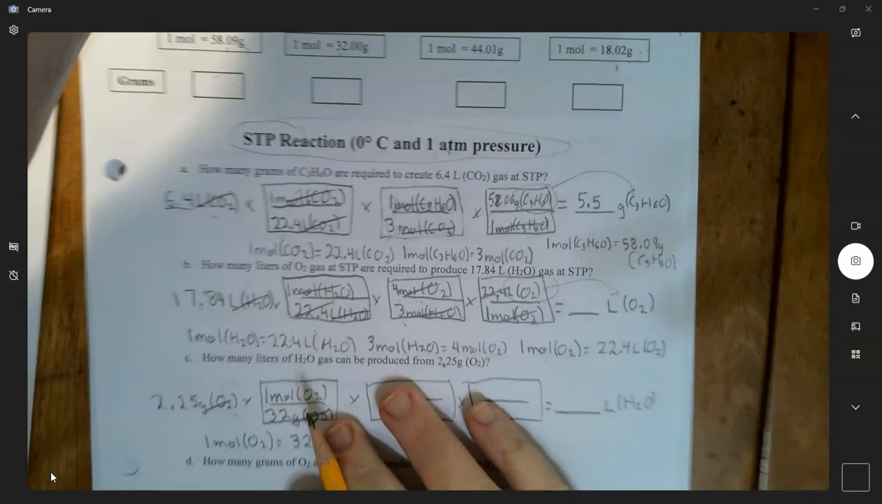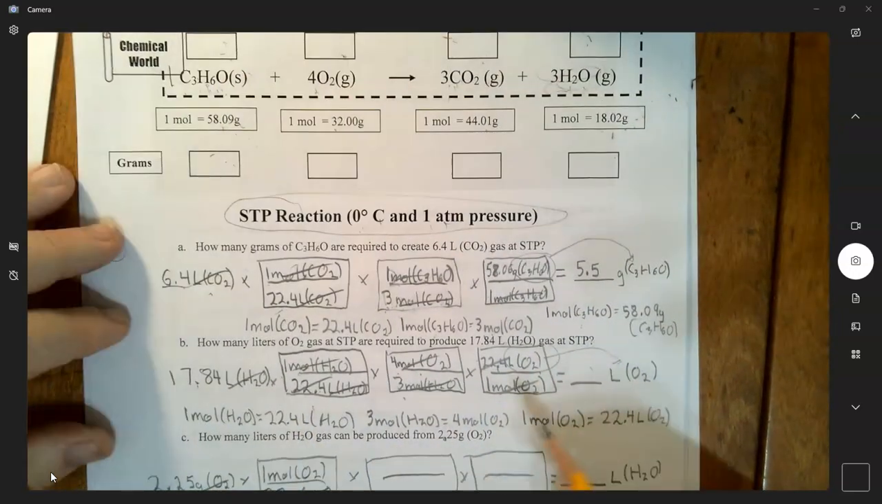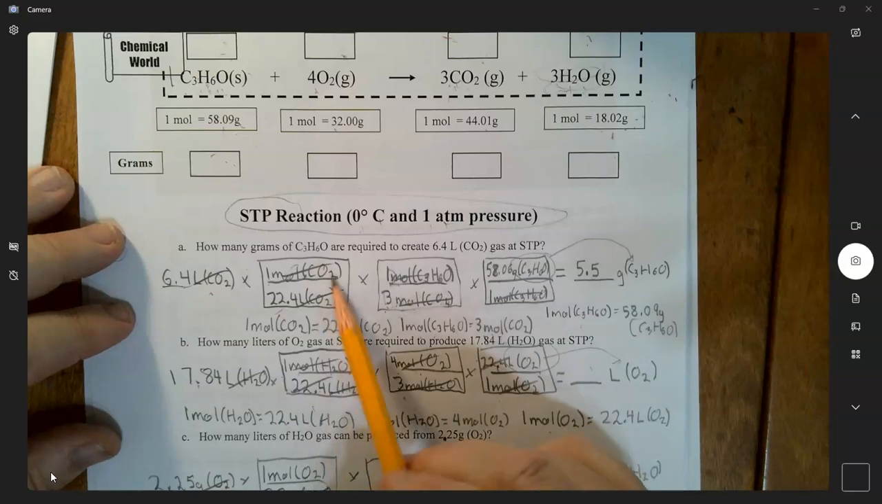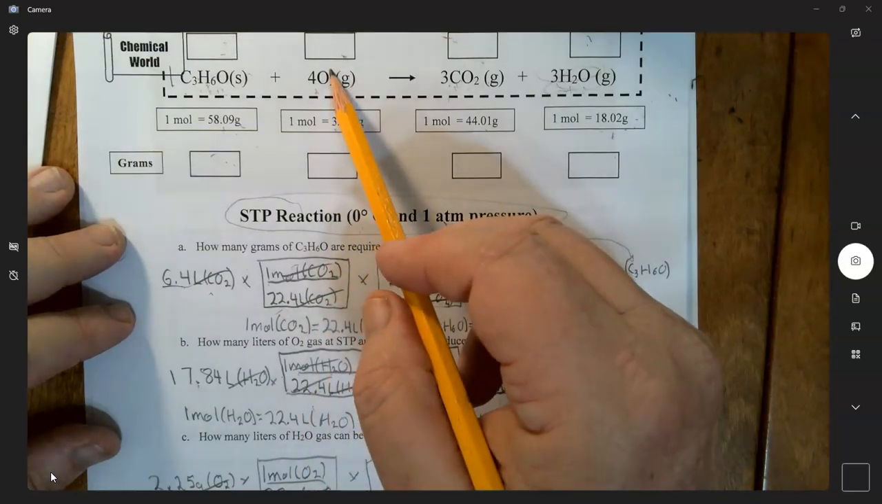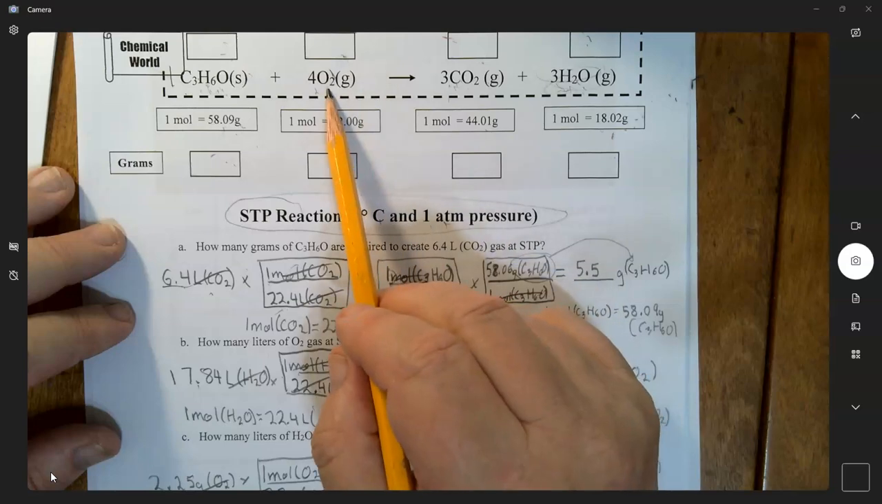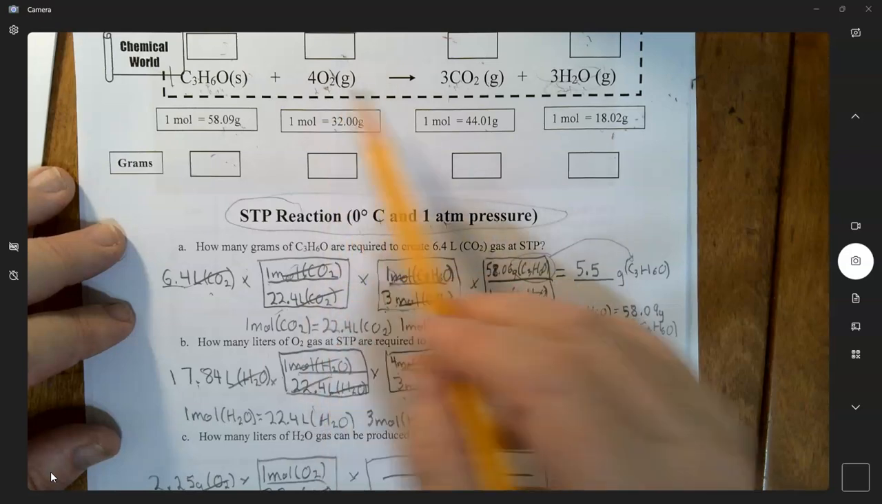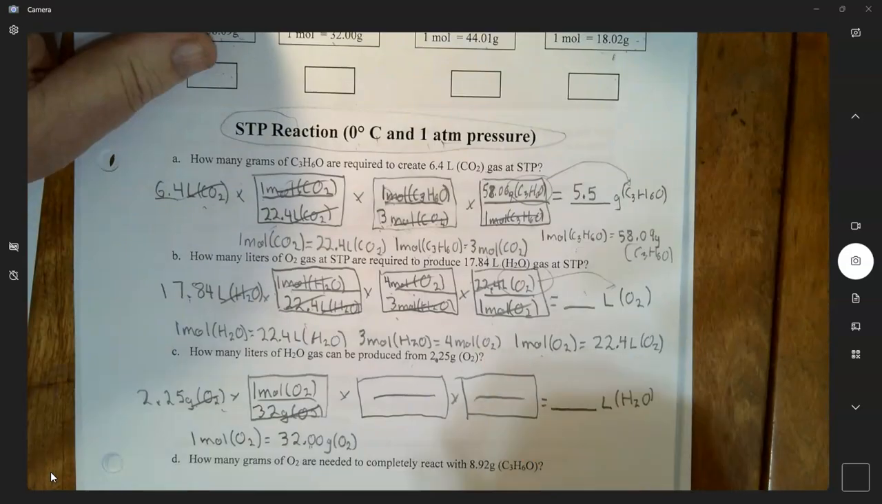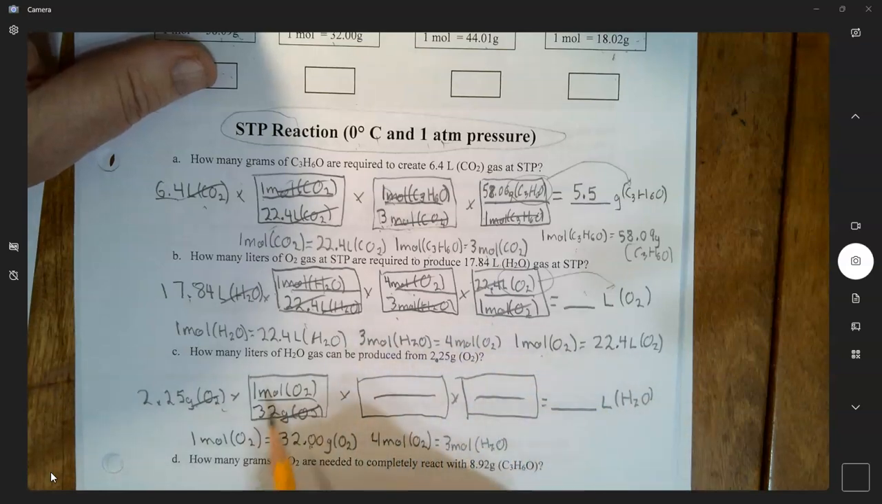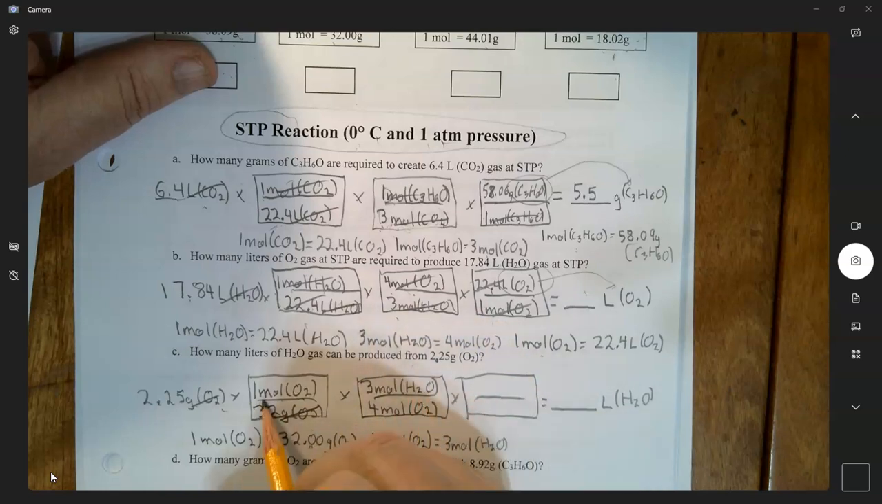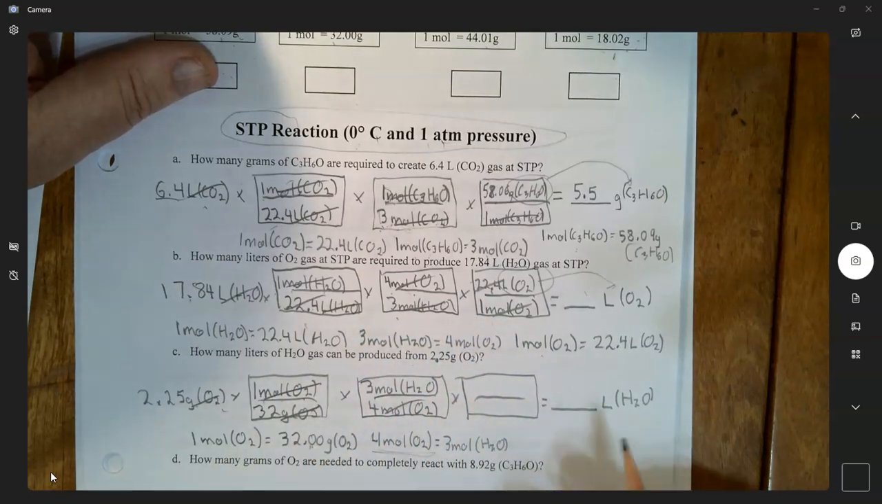So now we're sitting inside the equation. We're sitting in moles of O2 right here, and we need to get over to moles of H2O. So it's 4 moles of O2 equals 3 moles of H2O. We need moles of O2 to cancel, so this one goes on the bottom. So moles of O2, moles of O2.